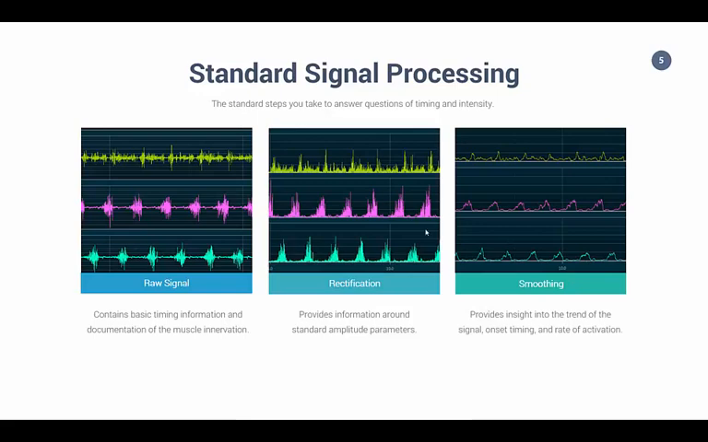Rectification is the process of taking the absolute value of the signal. Since the EMG signal is a bipolar signal with symmetric distribution of positive and negative amplitudes, standard amplitude parameters, such as taking the mean, would result in a zero value. Rectification allows us to calculate these standard amplitude parameters by looking at the absolute value of the signal.